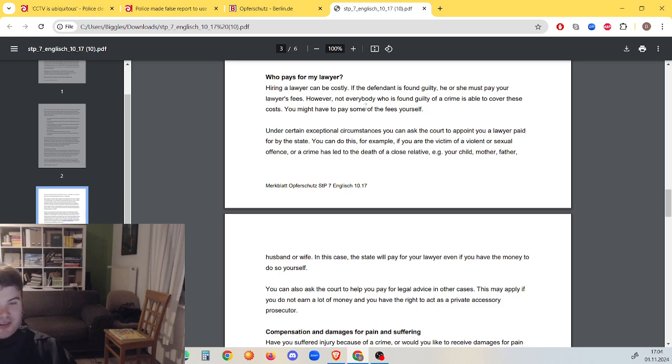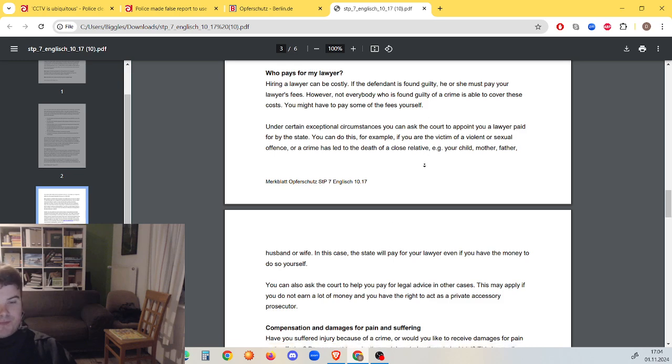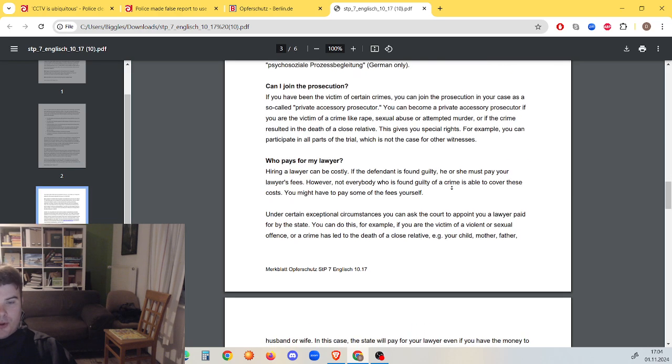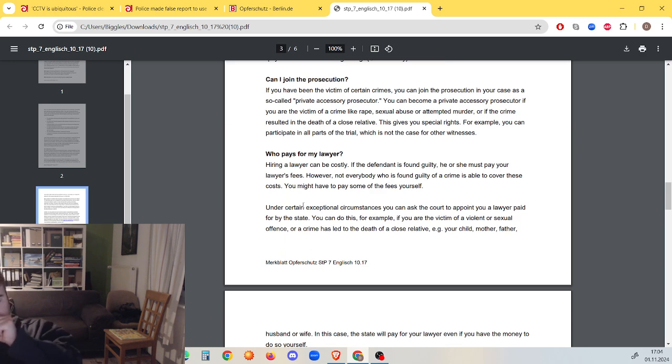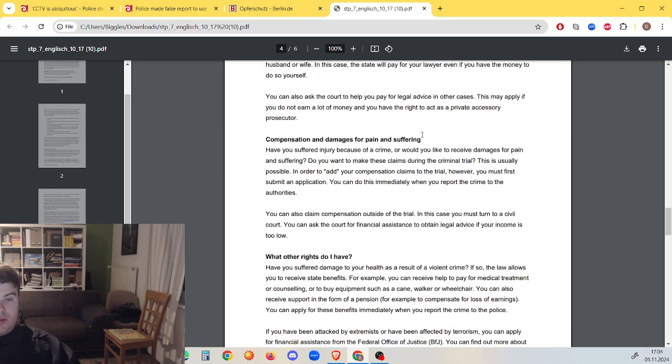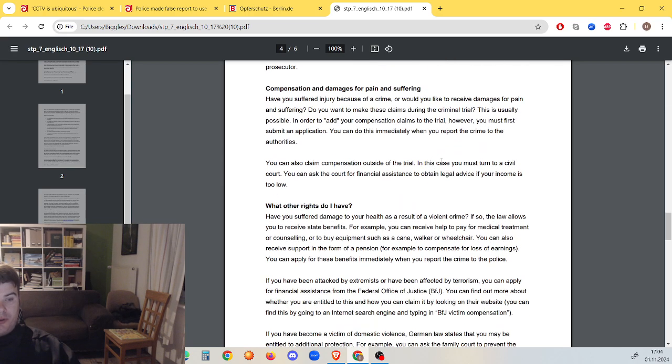Will the state pay for it? Things like this. In this case, the state will pay for your lawyer, even if you have the money to do so. This is a 5. This is very, very important for people to know. But they need to know this only applies to some circumstances. Okay. Let's keep going. Almost done.